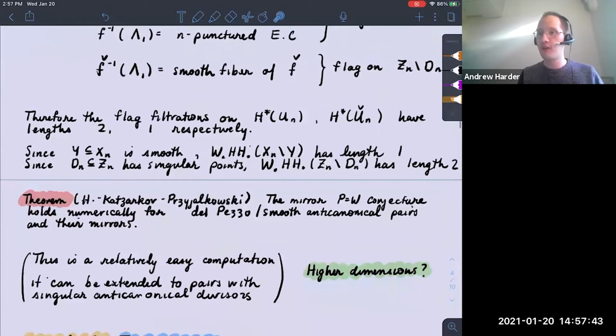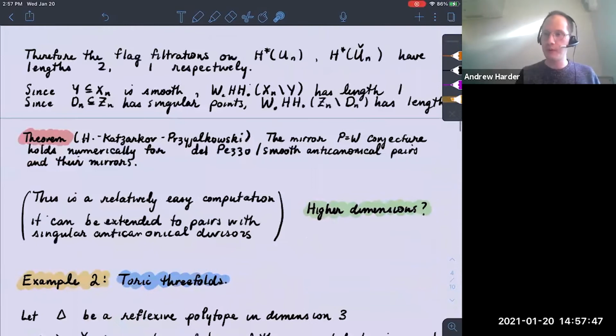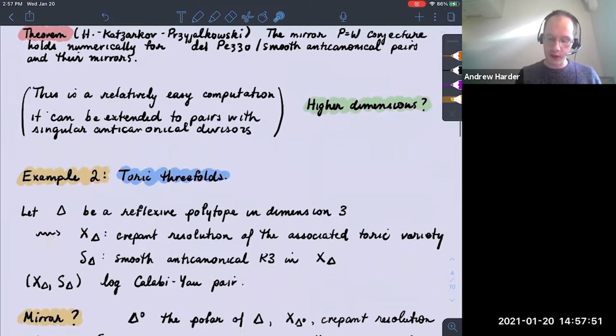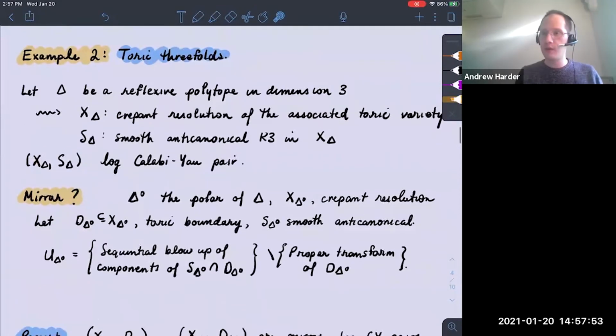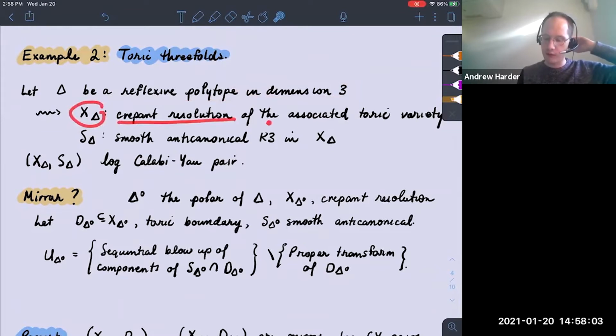A slightly more interesting computation is maybe how this all works in higher dimensions. So we've got several examples that we know how to compute in higher dimensions as well. And these come in the following way. So let's start with the example of toric threefolds. So I'll take a reflexive polytope in dimension 3, and I'll take X_Δ to be a crepant resolution of the associated toric variety.